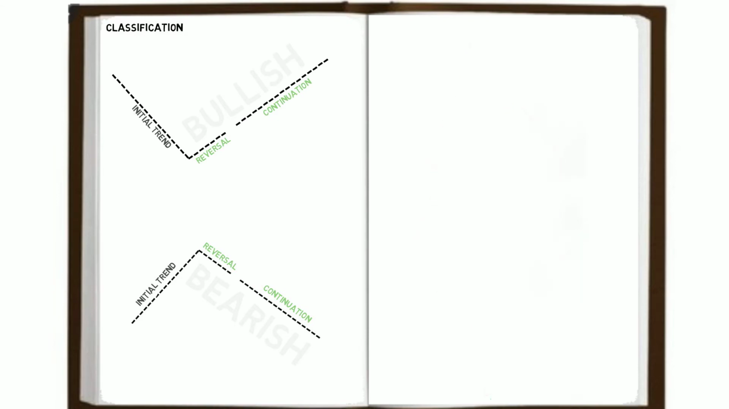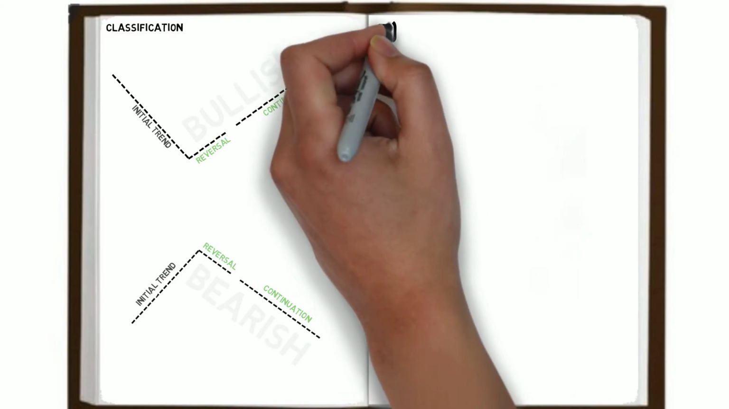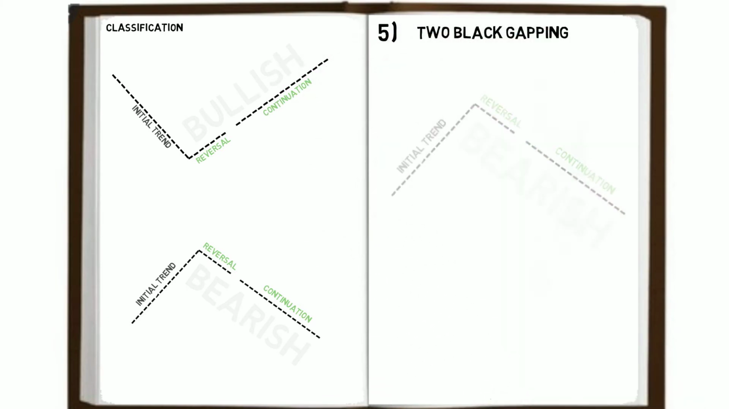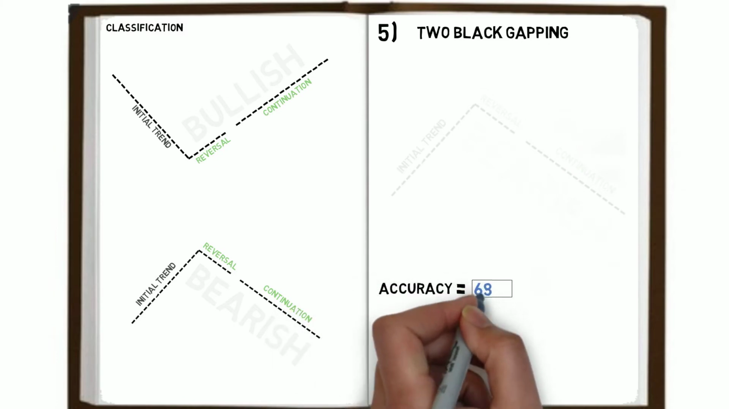Let's get straight into the 5 most reliable candlestick patterns, starting with number 5, the bearish 2 black gapping continuation formation. This pattern predicts lower prices with a 68% accuracy rate.